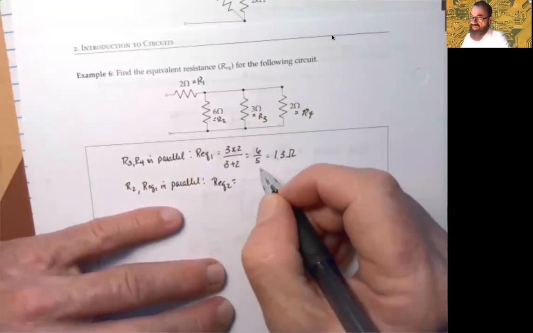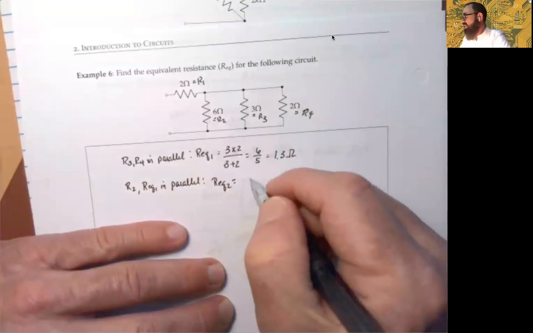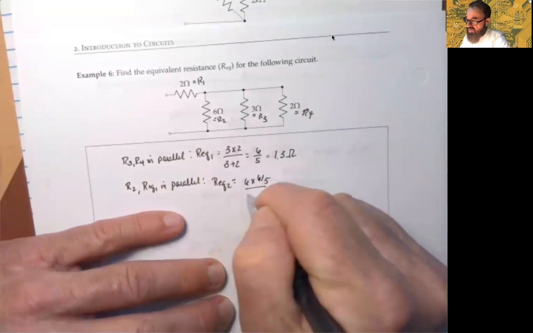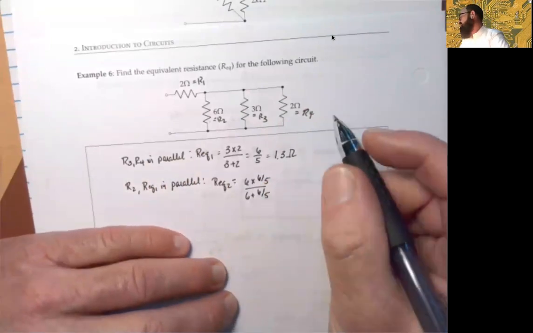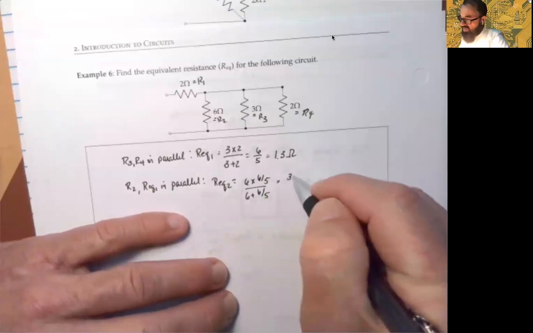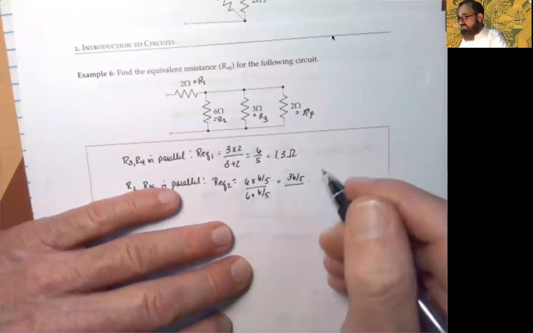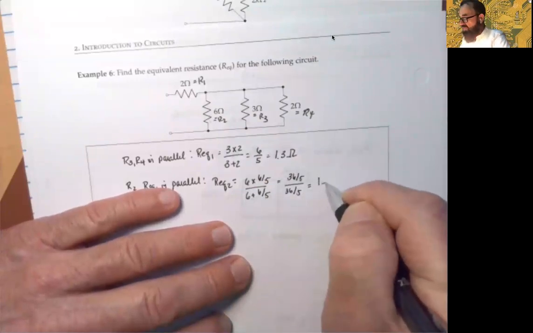Sometimes maybe it's easier to use fractions. So let's just leave it as a fraction 6/5. So we'll have 6 times 6/5 over 6 plus 6/5. And with some reduction here, so that's going to be 36/5 over 36/5, getting a common denominator there. Very nice. Turns out to be just 1 ohm. Okay.